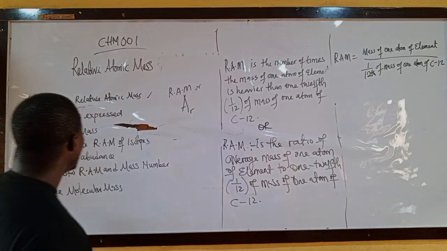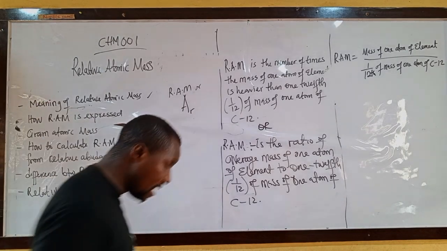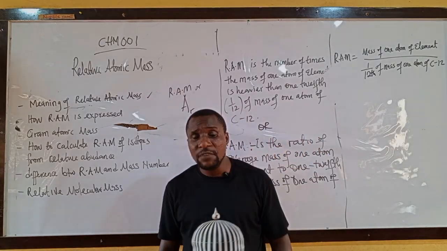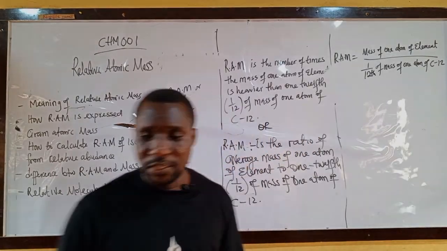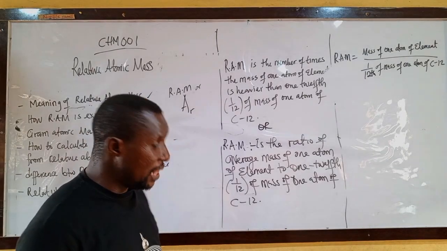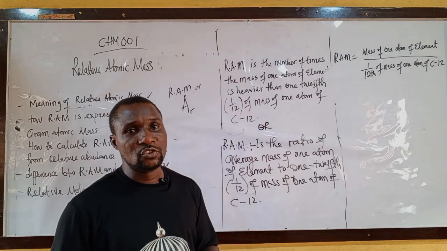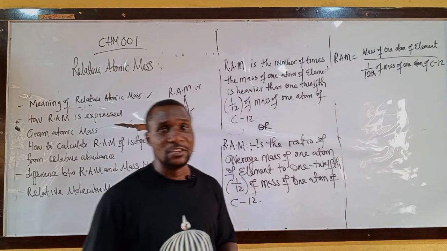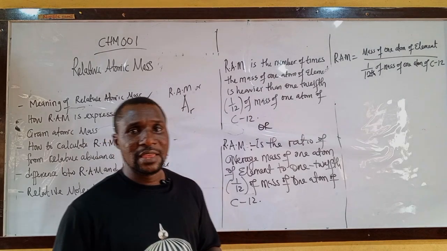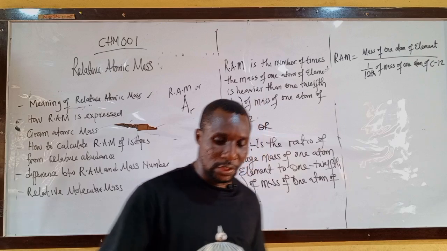Then let's go. How is relative atomic mass expressed? Take note, relative atomic mass is unitless. That means it is dimensionless. It has no dimension, that means it has no unit. But it can be expressed in terms of AMU, which is atomic mass unit.